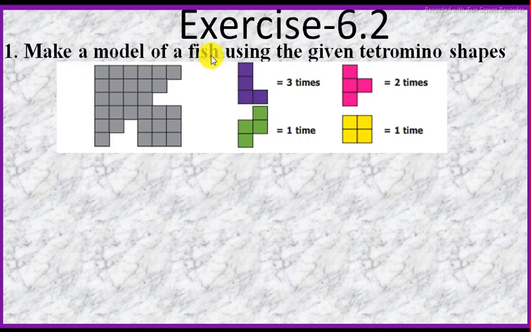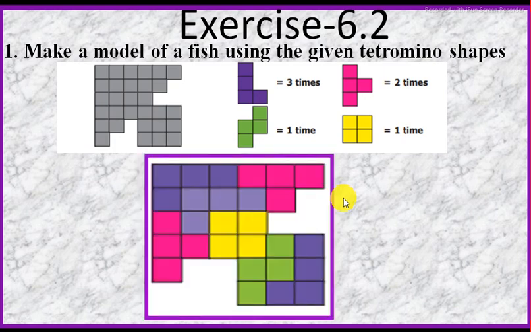Make a model of a fish using the given tetramino shapes. So this is the fish model given for you, and you have to fill it with L 3 times and skew 1 time, T tetramino twice and square tetramino once. And the answer is here. L is given 3 times, skew 1 time, square 1 time and T tetramino twice.